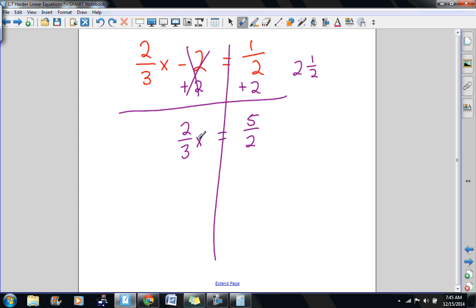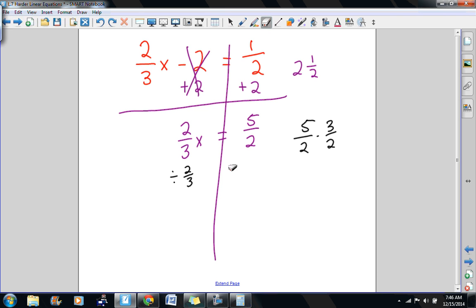Now I have 2 options for this last step, and I'm going to do both. You could divide by 2/3 on both sides, because you always divide by the thing in front of x. Well, if you divide by 2/3, that means that you're going to go 5/2 times 3/2, because when you divide by a fraction, you have to flip and then multiply by the reciprocal. That's one way you could do it.